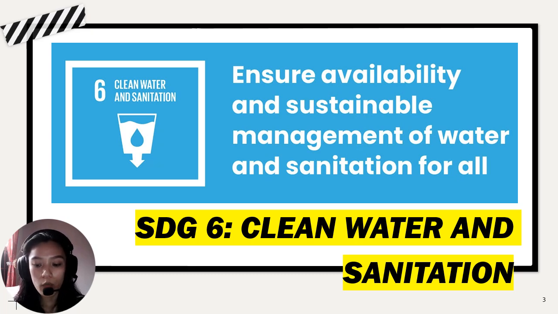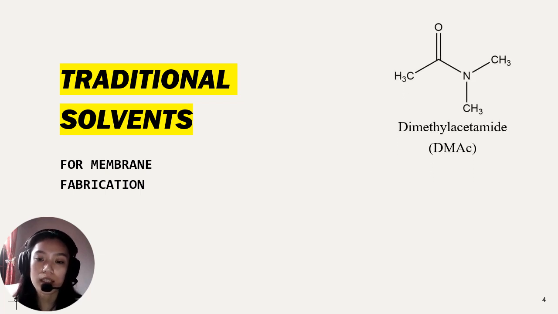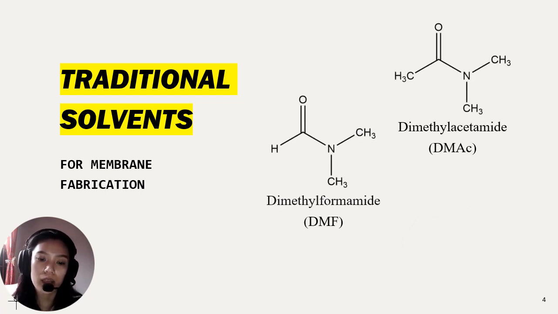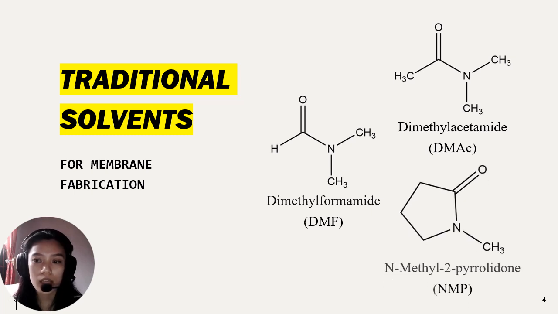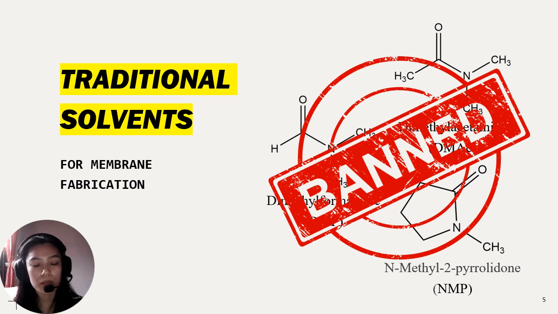However, there are problems when it comes to the production of membranes. The solvents that we use in membrane production are dimethyl acetamide, DMAc, dimethyl formamide, DMF, and N-methyl-2-pyrrolidone, or NMP, and these solvents were found to be toxic. They are harmful to aquatic life, and traces are found in underground water and in water systems, and they are found to be toxic to the reproductive health of humans. And so the use of these solvents has been banned or restricted as of late, especially by the European Union, since they are known to be toxic.